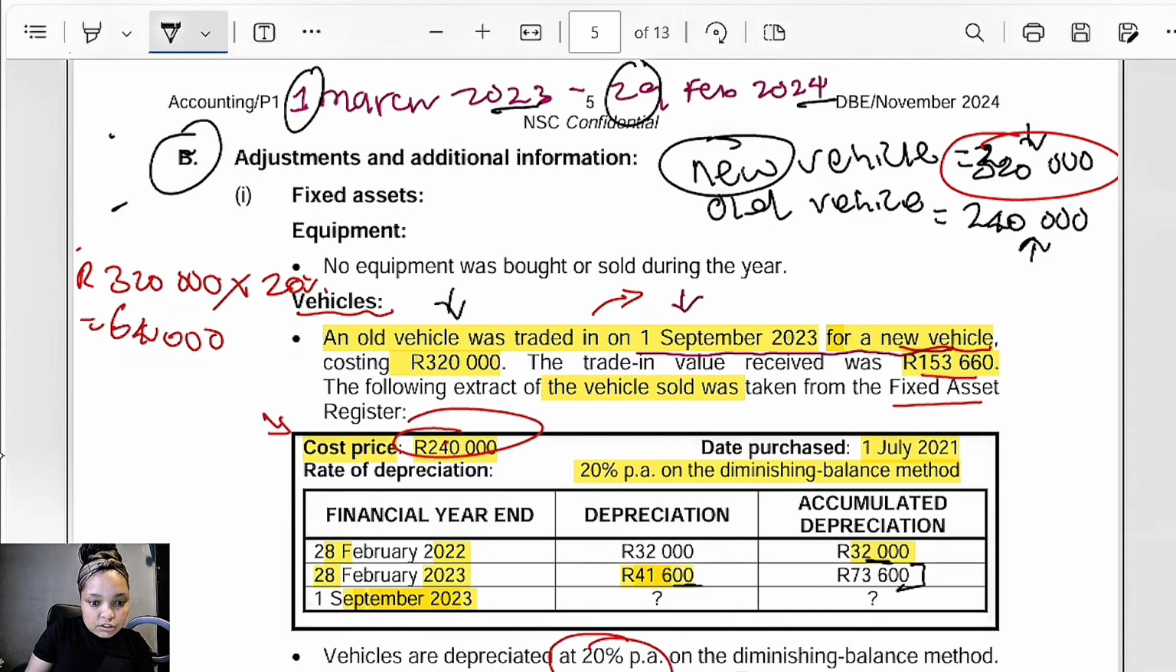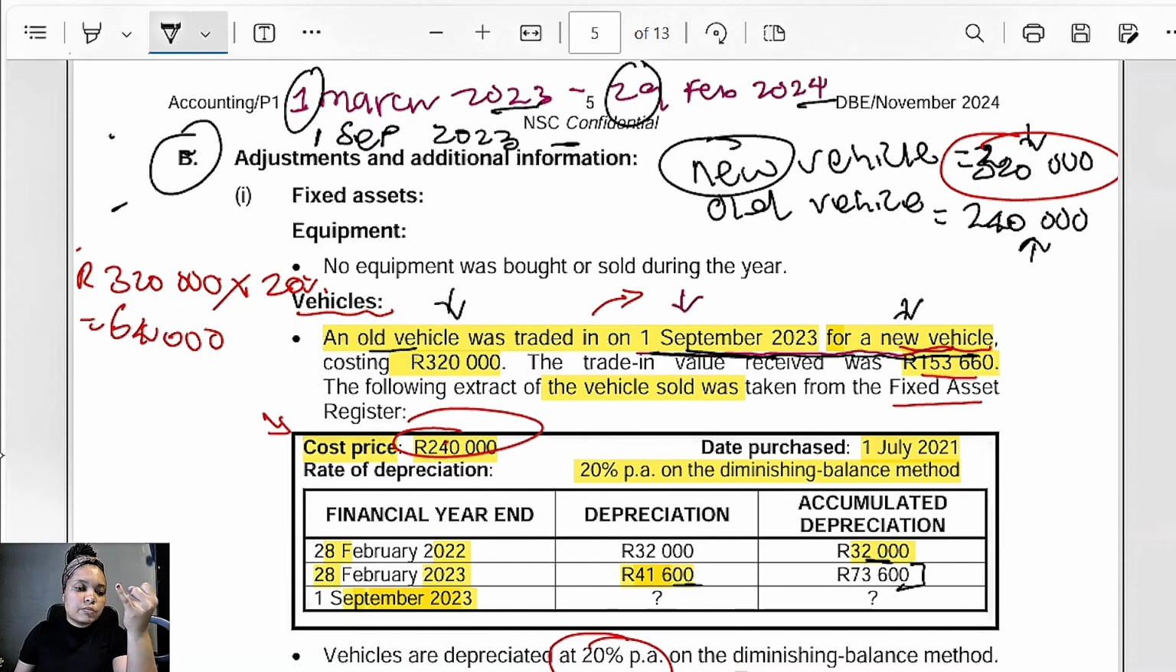So remember, when did we start having it? We had it because they said the old vehicle was traded in on the 1st of September 2023 for a new one. So from the time I had it, it was on the 1st of September 2023. Up until when? If I count from September, the 1st of September, October, November, December, January, February, that's a total of 6 months. Remember, I'm only looking at the months that I have had this new vehicle thus far. And how long have I had it thus far up to the end of this current financial year? I've only had it for 6 months.